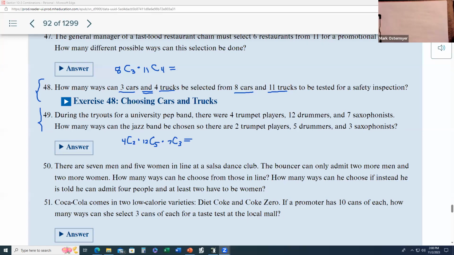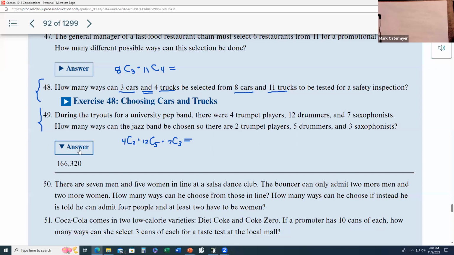All right, let's take a look at this. We want 2 trumpet players, chosen from 4 trumpet players. Order doesn't matter, so that's 4 in combination with 2. How many ways can we choose 5 drummers from 12 drummers if order does not matter? 12 in combination with 5. Times, how many ways can I choose 3 saxophonists from 7 saxophonists? Order does not matter. It'd be 7 in combination with 3. You multiply all these combinations together, and you should get an answer of 166,320.